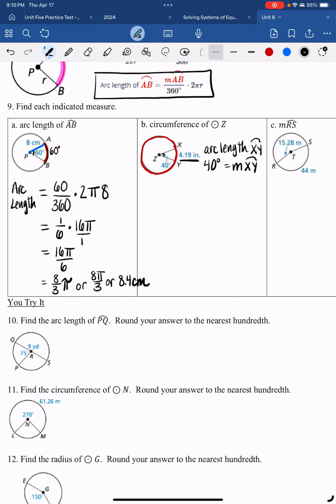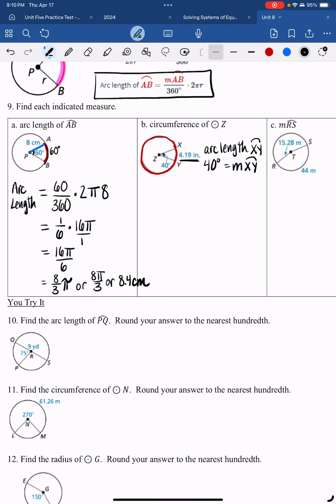So if we substitute that information into our arc length formula, we'll be able to figure out the radius of the circle. And then once we know the radius of the circle, that will help us to find the circumference of the circle.